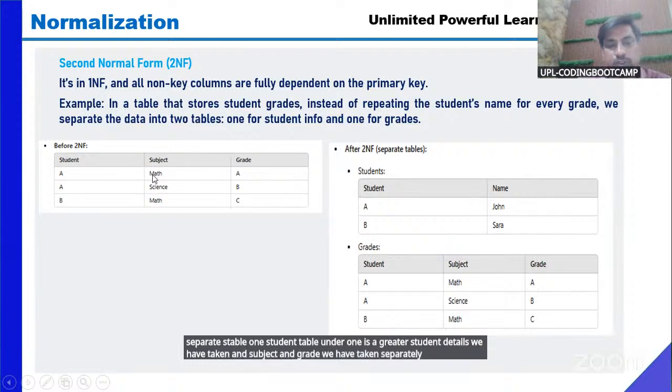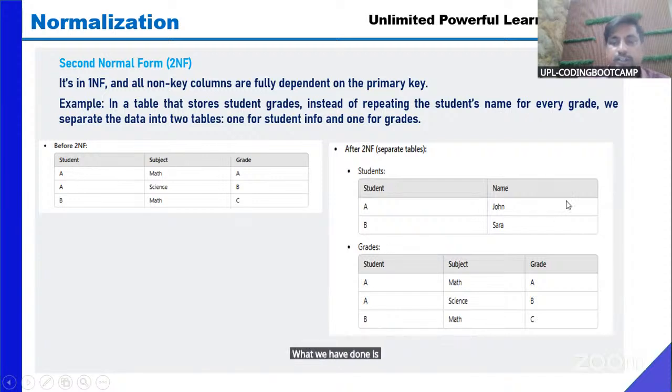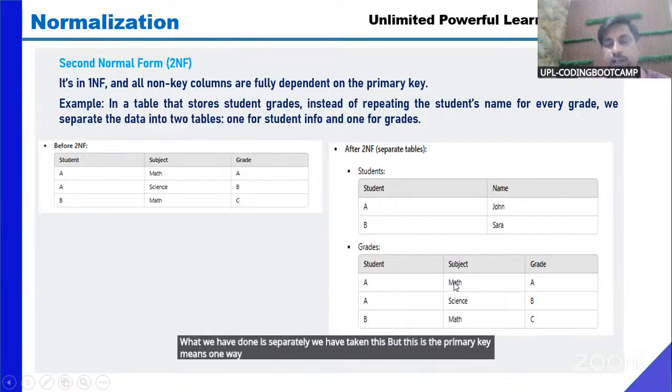If you look separately, here student name should be there, student ID, student name. But logically it has been shown. What we have done is separately we have taken this, but this is the primary key, meaning only the primary key will be taken and associated with subject and grade has been derived here. Similarly, subject also we can make a separate table and we can refer here like two foreign keys.